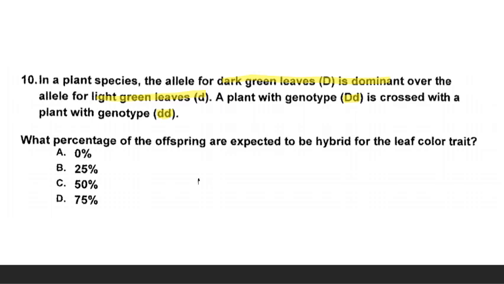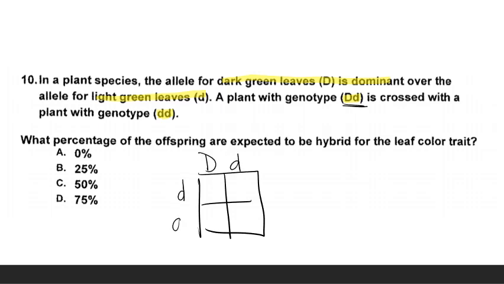So the first thing that we have to do is set up our Punnett square. You're going to plug in your heterozygous allele pairings on one side, your homozygous allele pairings on the other side. Once you get all your information, you're going to count up the number of hybrid organisms. And just like we said earlier, hybrid equals hetero. So we're looking for the percent of heterozygous offspring.